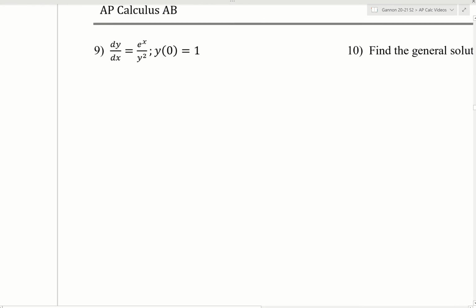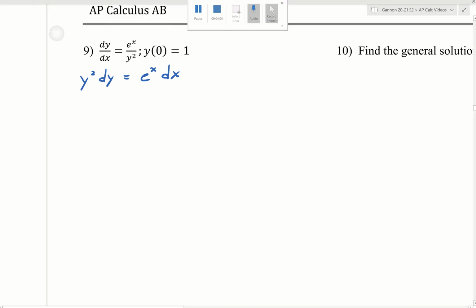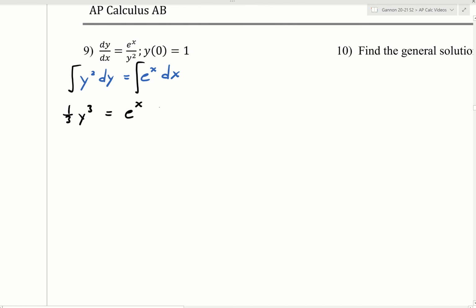So again, first thing we got to do is separate the variables. So we're going to basically cross multiply. So y squared dy equals e to the x dx. At this point, let's go ahead and integrate both sides. We've got 1/3 y cubed equals e to the x, not dx, plus c. What we could do is multiply by 3. So y cubed is 3 e to the x plus c.